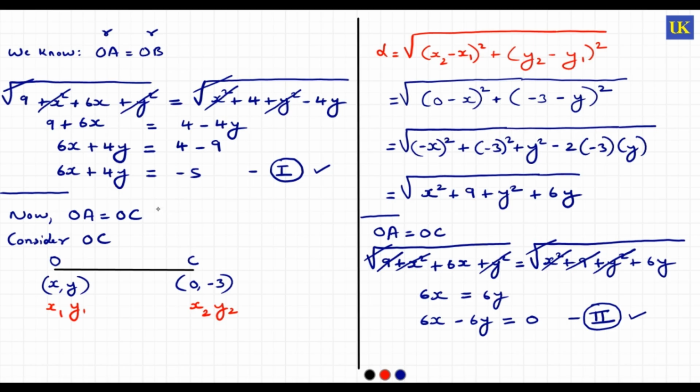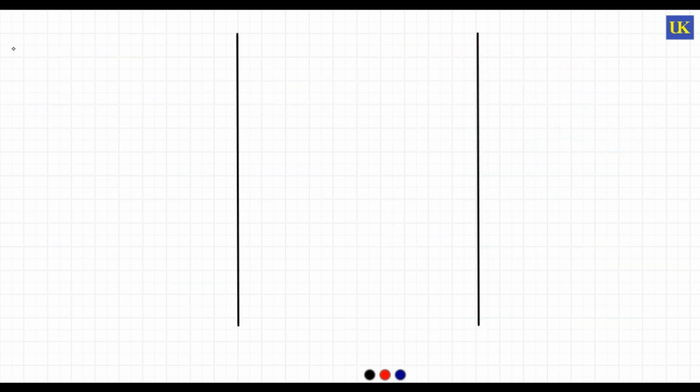As you can see here, this has become one equation. We will equate both these equations and we will find the values of x and y, and those x and y values will be the coordinates of the center of the circle O. So this is the plan. So now we will equate equation 1 and 2.